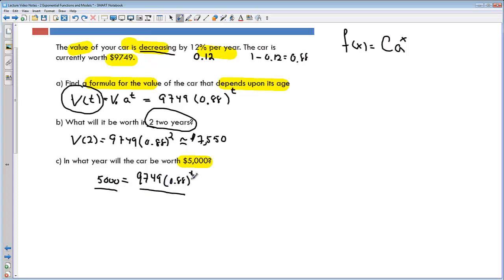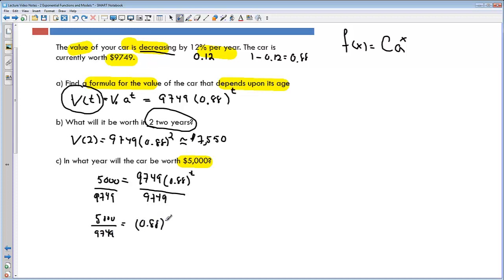Because the idea is you want to bring that t down, and the only way to do that is to ln both sides, but you've got to get rid of that number there first. So we move it over by dividing both sides by 9,749. On the left-hand side, you don't want to simplify this. You just want to leave it alone, because you don't want to approximate until the very end, otherwise we'll lose information in between.